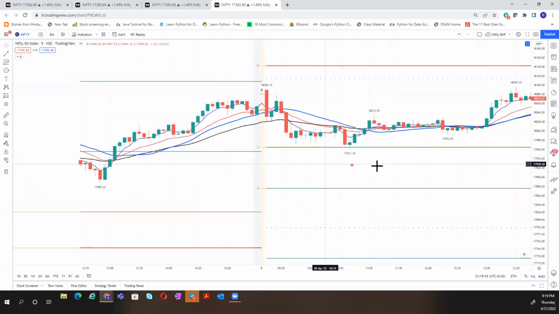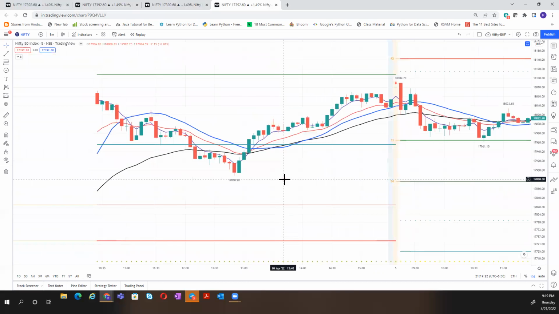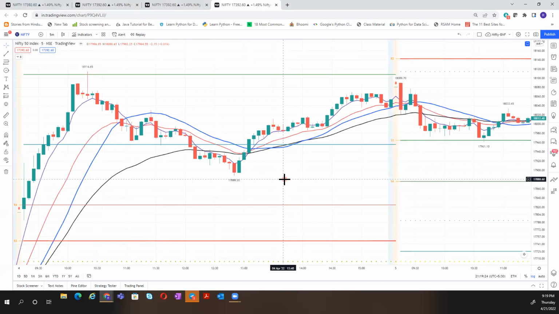This works on all instruments. I mean, this works on all instruments in the sense of index, Bank Nifty and Nifty. And it works on Camarilla pivots as well as floor pivots.